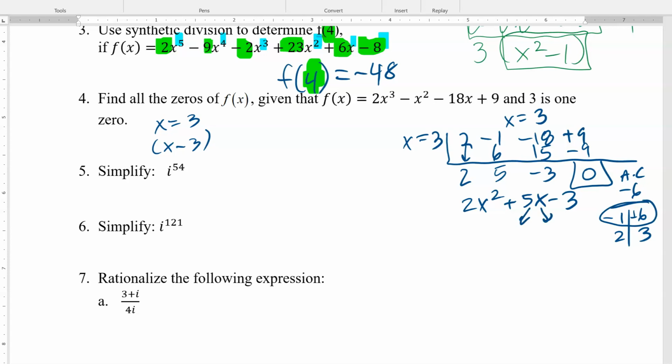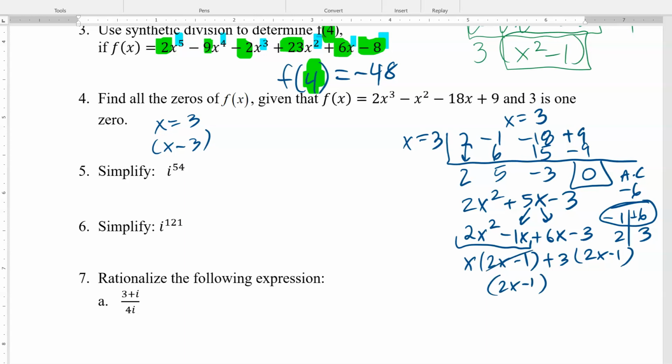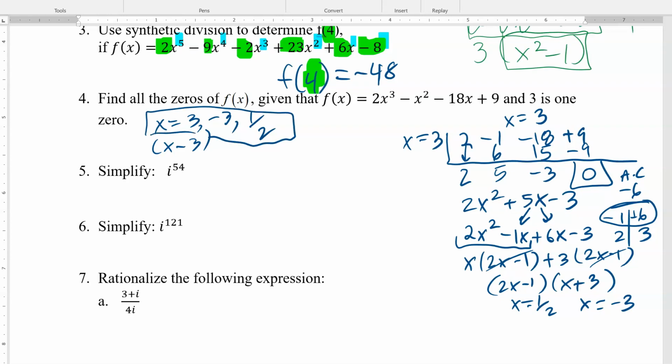We take the 5x and we split it. Bring the rest down. What do these two have in common? Leaving us with 2x minus 1. What do these two have in common? Leaving us with 2x minus 1. Factoring out the 2x minus 1 that these two groups have in common, I'm left with x plus 3. Setting each of these equal to 0, I get x equals 1 half, and x equals negative 3. So x equals 3, x equals negative 3, and x equals 1 half. That's the answer for all the zeros. If they wanted it completely factored, it would have been x minus 3, 2x minus 1, and x plus 3. But in this situation, all we're asking for is the zeros.